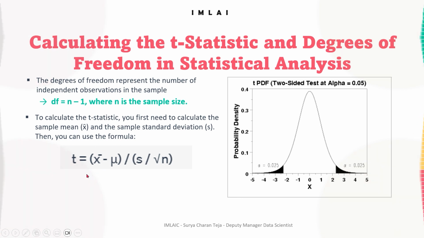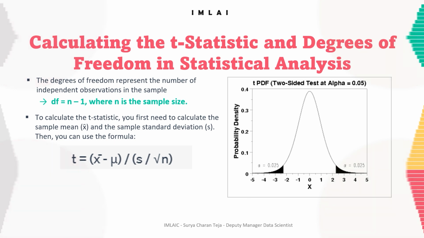the sample mean minus mu, which is the hypothesized population mean. Mu is the hypothesized population mean, x bar is the sample mean, s is the sample standard deviation, and n is the sample size. We will call this the standard error.